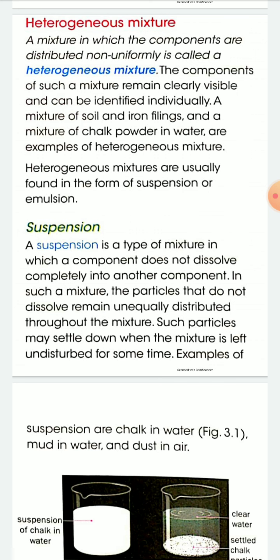A mixture of soil and iron filings is a heterogeneous mixture, and a mixture of chalk powder in water is a heterogeneous mixture. Heterogeneous mixtures are usually found in the form of suspension or emulsion. So the two types of heterogeneous mixture are suspension and emulsion.